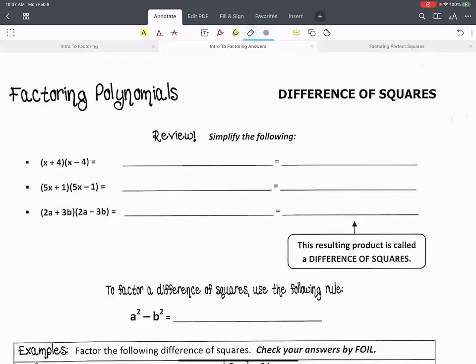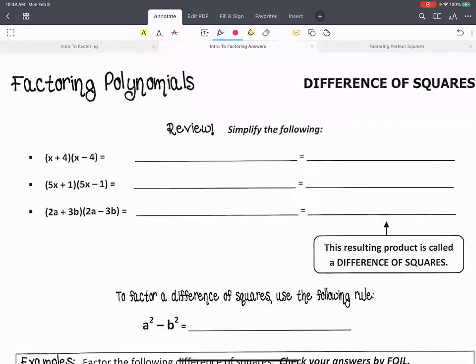Okay, so we have learned multiple ways of factoring polynomials at this point. We have learned to factor polynomials by greatest common factor, right? And now we're going to learn difference of squares, okay? So let's do this review. It says simplify the following.